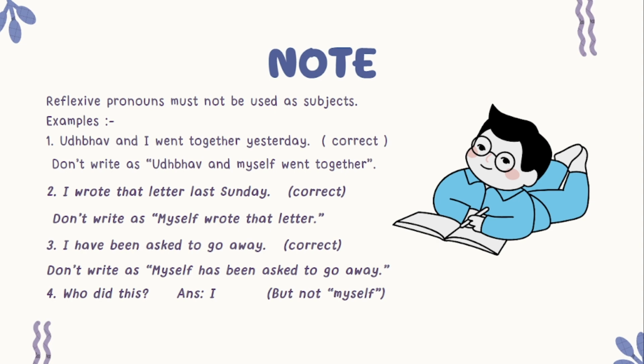See it, some students or some people say that myself has been asked to go away. In this sentence, what is subject? Myself. Myself is a reflexive pronoun. Reflexive pronouns are not written in the place of subject. What is the rule? Reflexive pronouns are not written in the place of subject. So according to this rule, the sentence is wrong.